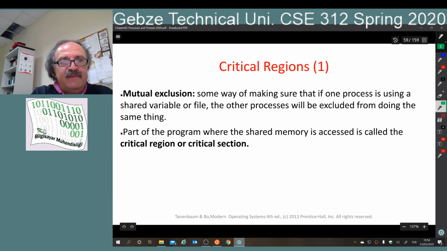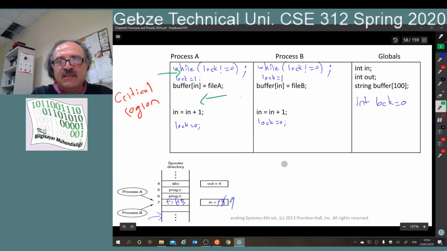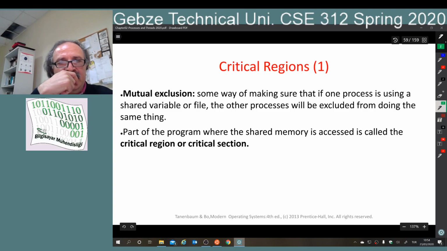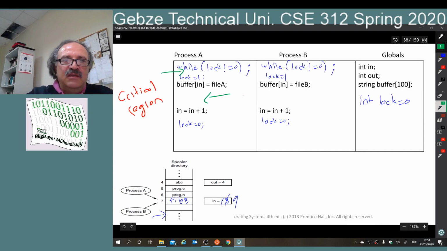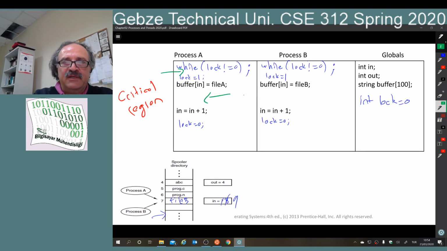The book had an example program that prevented this using the strict alternation approach, and we will see it. And without skipping these definitions: mutual exclusion is some way of making sure that if one process is using a shared variable or file, the other process will be excluded. This is my critical region, and this is my critical region. I am mutually exclusive here and here, but I could not be successful, because if the interrupt happens at that position or at that position, it's going to be bad.